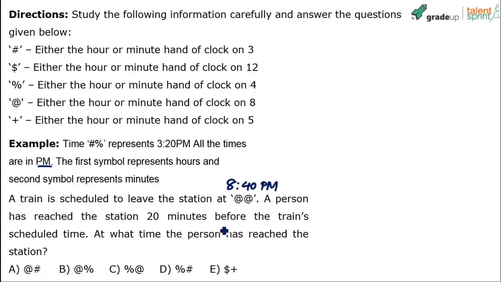A person has reached the station 20 minutes before the train's scheduled time. Train schedule time is 8:40 p.m. A person has reached 20 minutes before. So at what time did he reach? He reached at 8:20 p.m. Now convert 8:20 p.m. in the given format. So the hour hand should be at 8, which is at the rate. Minute hand, see it is 20 minutes, right? 8 o'clock and 20 minutes. So 20 minutes means the minutes hand should be pointing at 4, which is percentage. So at the rate percentage, option B is the answer to this question.